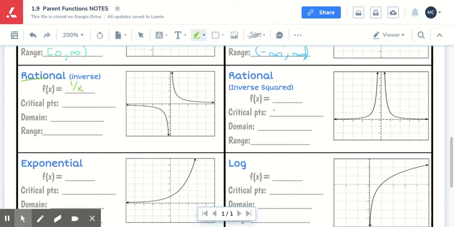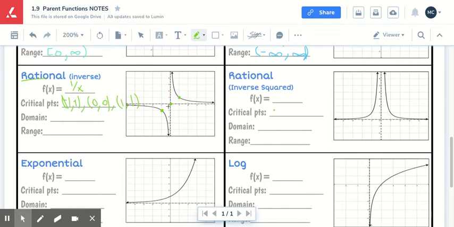The critical points on this one are -1, -1, 0, 0, and 1, 1. Let's see where those are on the graph, because this one has something that's a little bit different. So -1, -1 is here, 0, 0 is here, and 1, 1 is here.